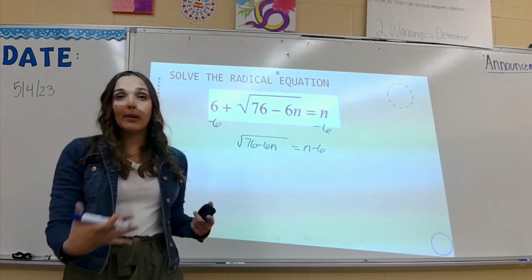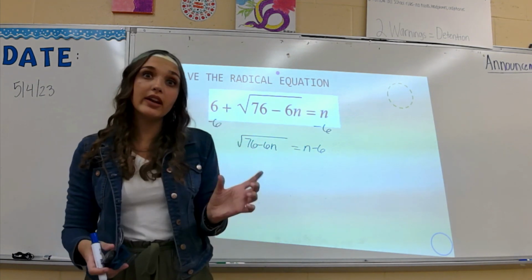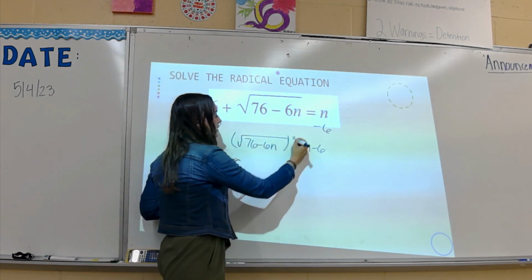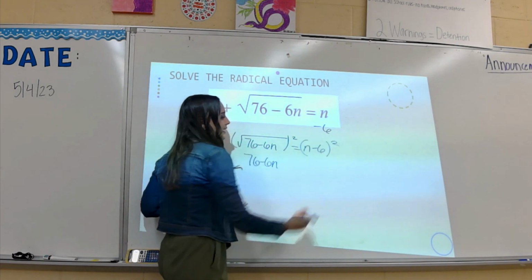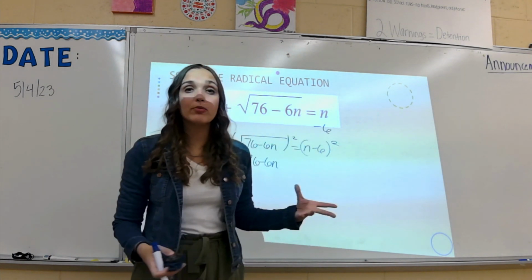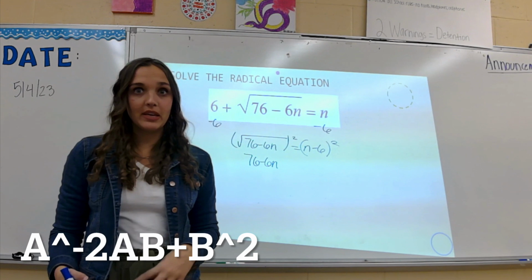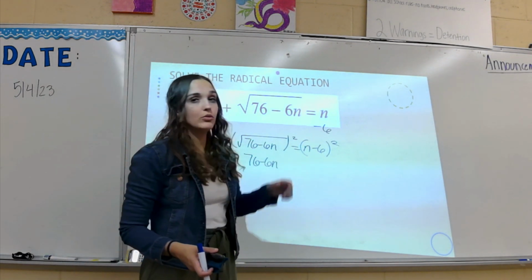Like I said before, inverse operations: to get rid of that square root and leave just what's under that radical, I have to square both sides. So I square this side, and I'm left with 76 minus 6n, and that means I have to square this side as well. I know that this is a special product rule. When I have the same binomial raised to a square, that formula is a squared minus 2ab plus b squared. That minus is coming in because there's a minus in between these two terms.